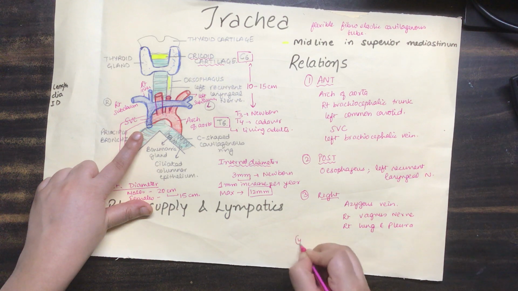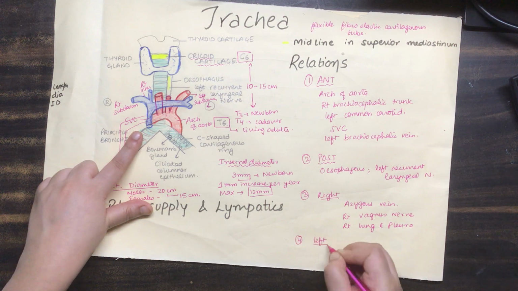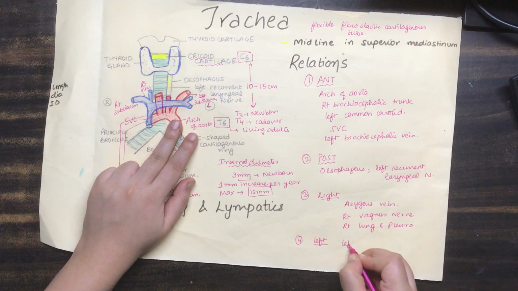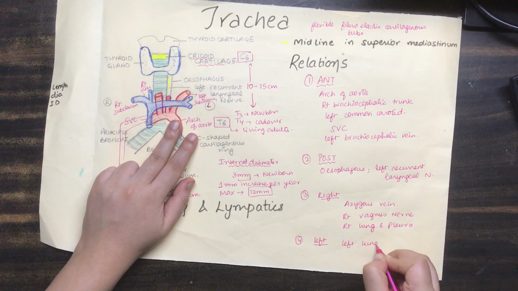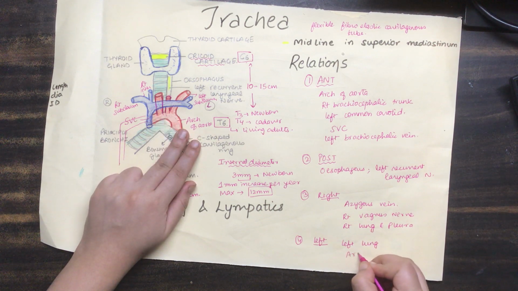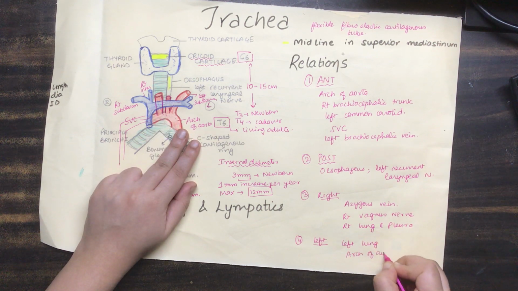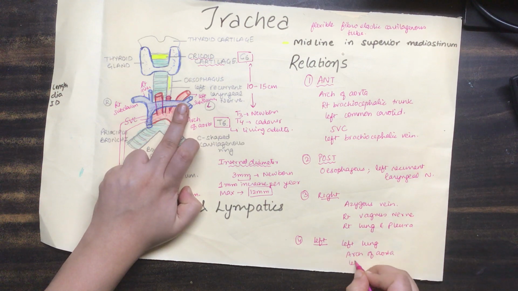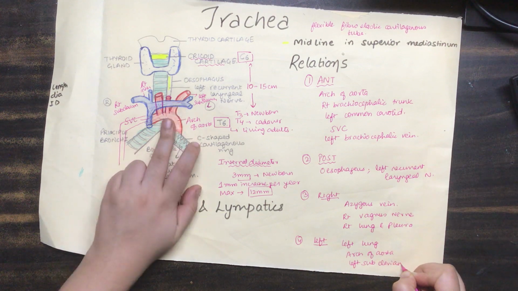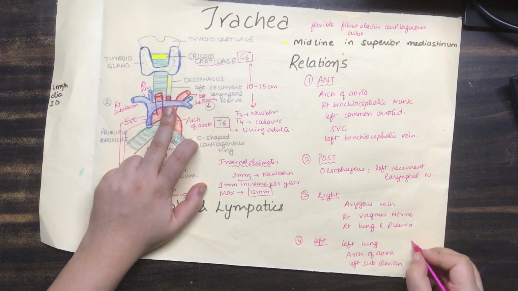Then if you talk about the left side, now in the left side we can again see that you're gonna have the left lung and pleurae. Then you can have the arch of aorta. So this is the arch of aorta present. Then other than the arch of aorta, you have this left subclavian, जो हमने anterior में नहीं लिखा था. So you can have the left subclavian as well. And also in the left side, you can have the left common carotid. So common carotid is here also. This is left common carotid.